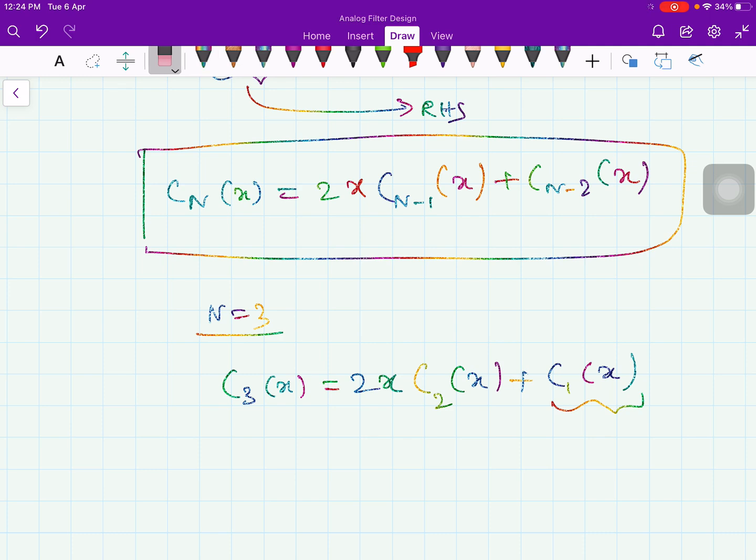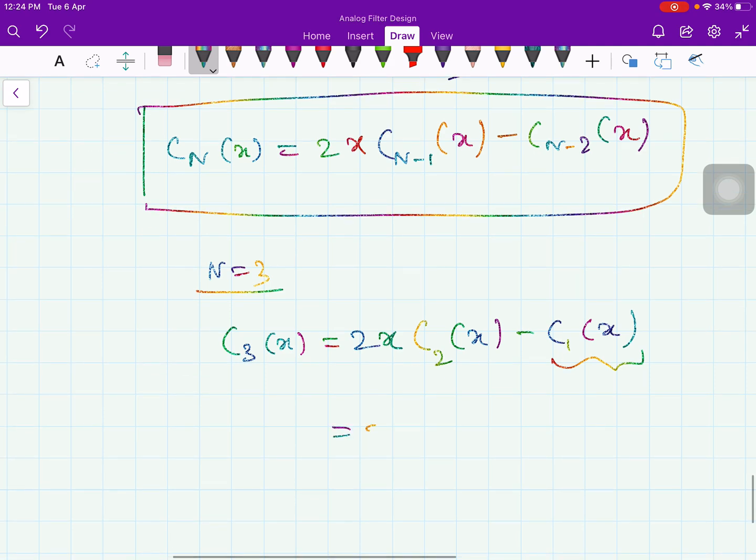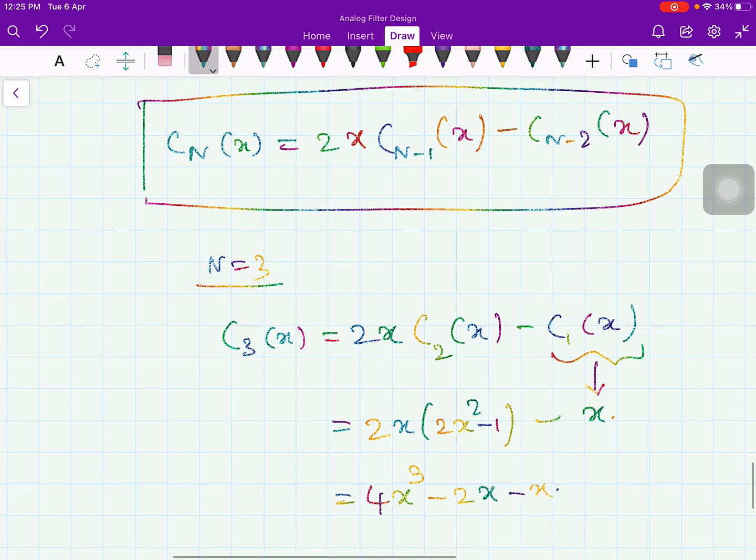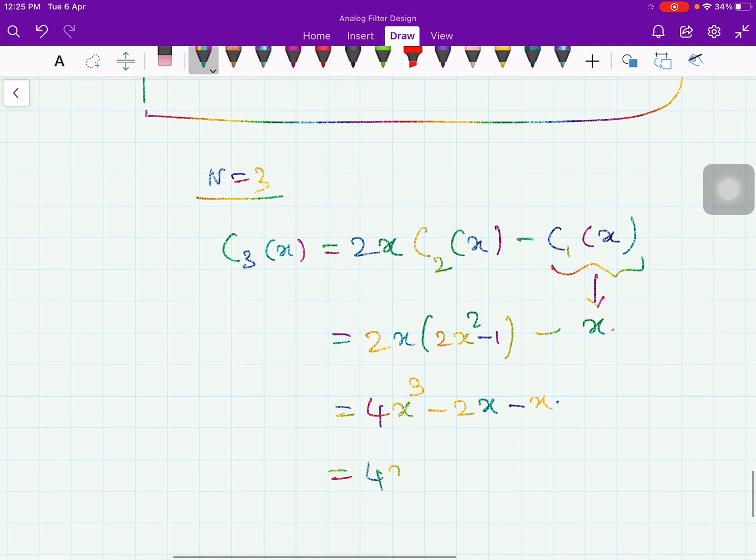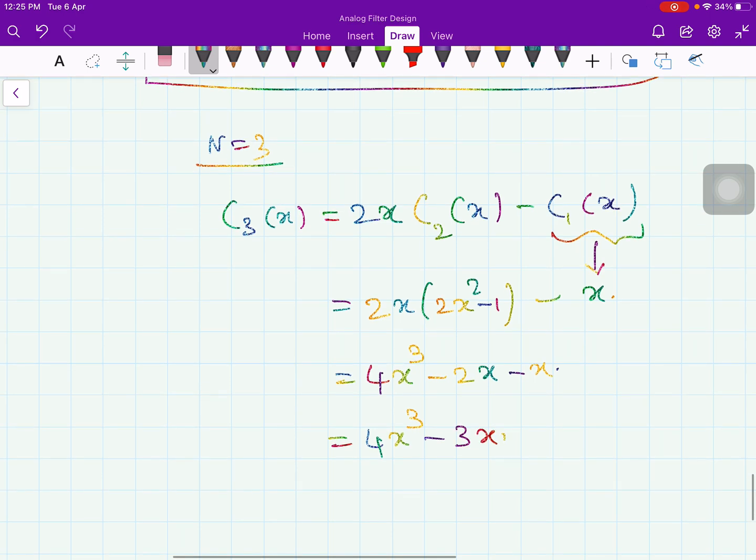I'm sorry, I made a mistake. This is going to be minus because it goes to the right hand side, right? Minus C1 of x. Now 2x times C2 of x. What is C2 of x? C2 of x is 2x squared minus 1. C1 of x is x. Therefore 2 times 2 is 4, 4x cubed minus 2x minus x. So this is 4x cubed minus 3x, which agrees with the previous result.